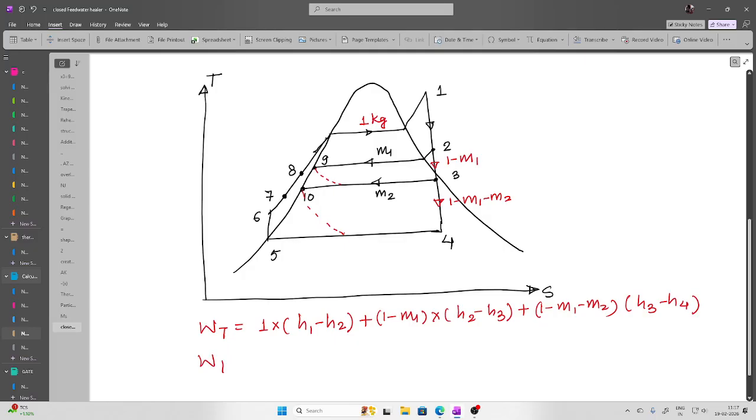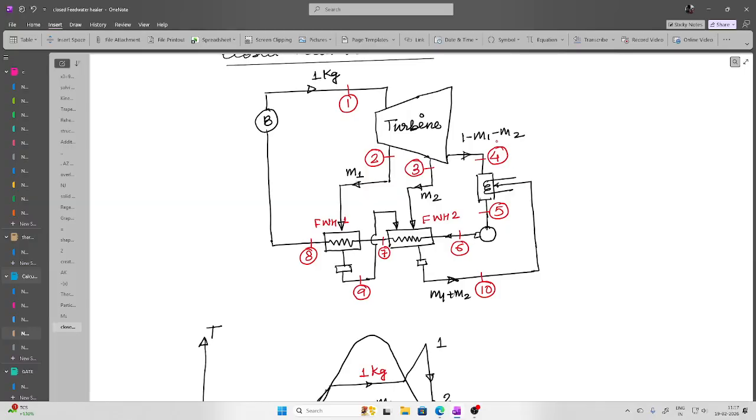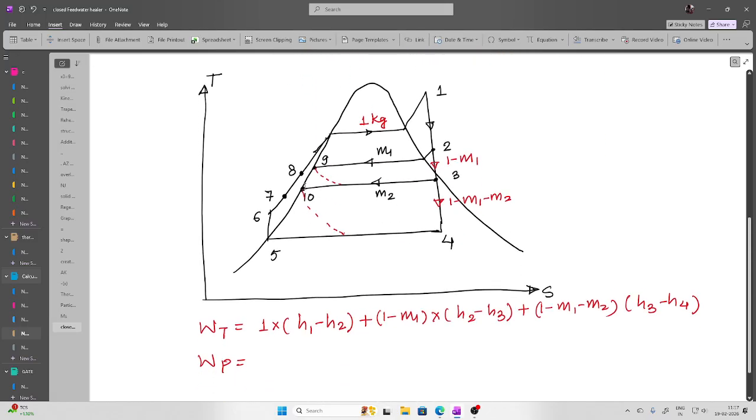Whereas the work input in the pump: now if you look here, this is 1 minus M1 minus M2. The mass which is going is M1 plus M2 from here, adding, and then you are getting 1 kg here. So the pump is handling 1 kg only. So it is 1 times H6 minus H5. This is the work we have to transfer to the pump.